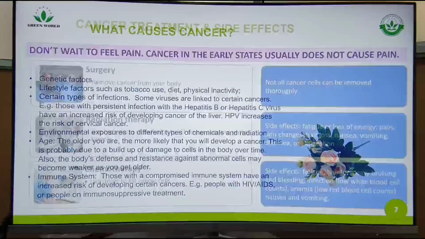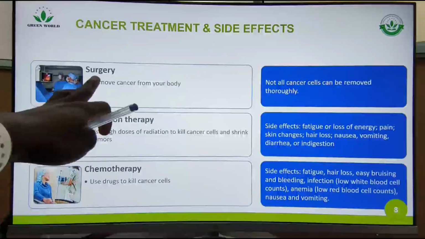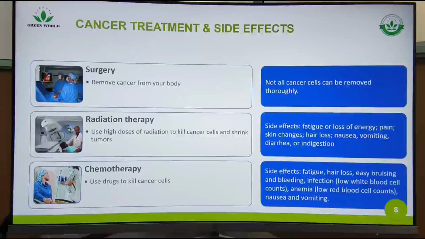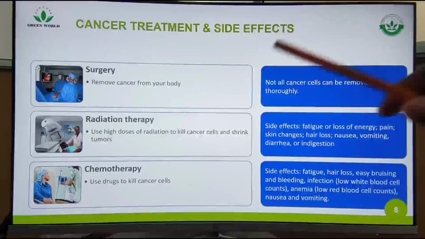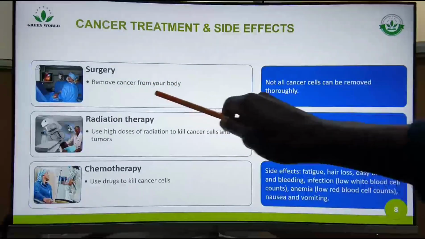Now, cancer treatment and its side effects. Now, when someone is diagnosed with cancer in various stages, then 3 recommendations will always be recommended. Number 1 is the surgery. So this surgery is always done. Surgery is always done to remove cancer from your body. Now, what is the side effect of doing the surgery?